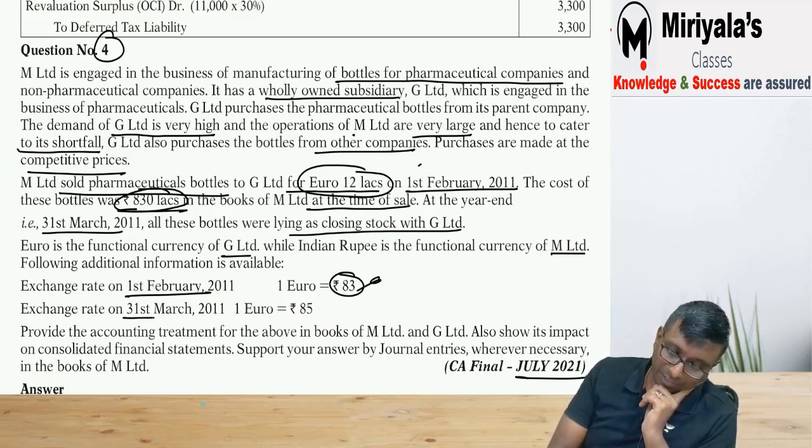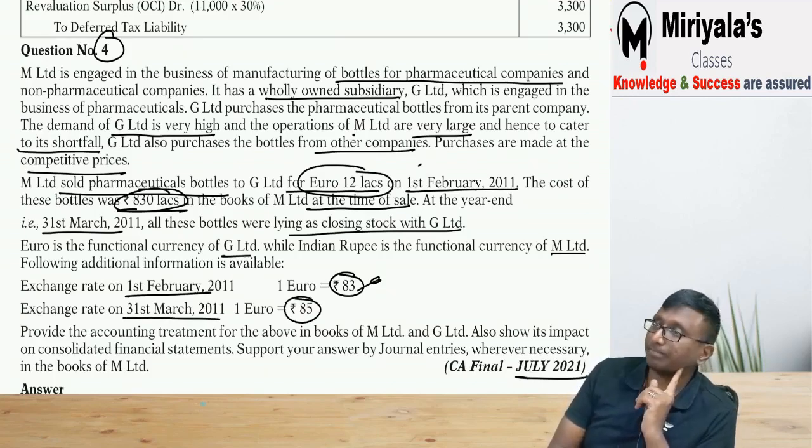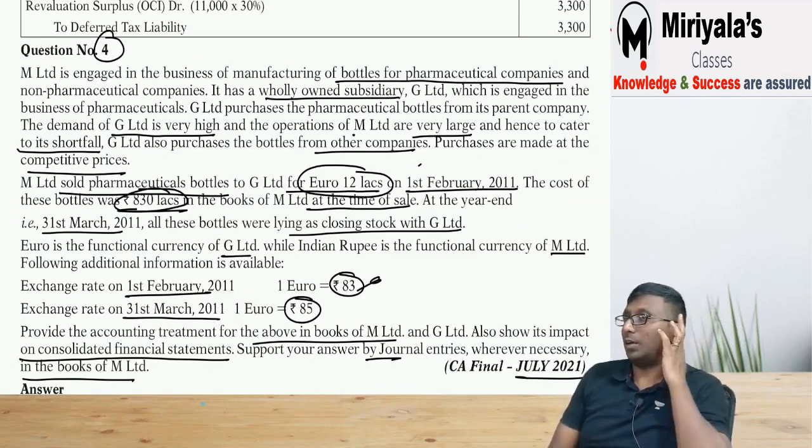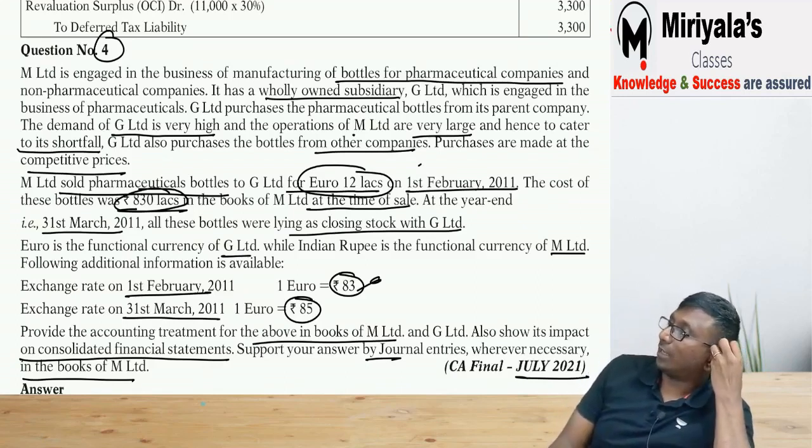Now, exchange rate on 31st March is equal to 85. Yes, the rate has increased. Provide the accounting treatment in the books of M Limited and G Limited, and also show its impact in the consolidated financial statements. Support your answer with journal entries, whichever necessary, in the books of M. So tell me, what will we have to do?